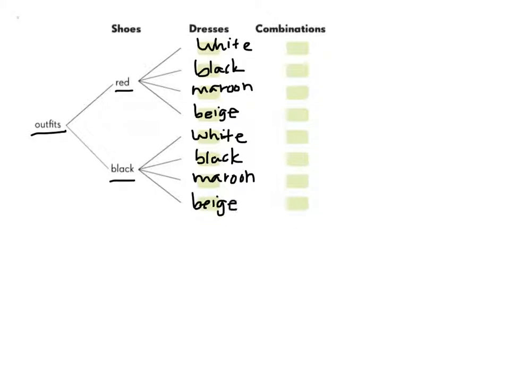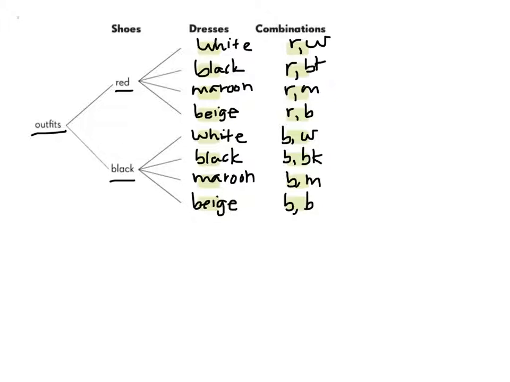Now let's record and count the combinations. I'm going to make this go quickly by simply abbreviating our colors. Our first choice is red shoes with a white dress. Next, red shoes with a black dress. Red shoes with a maroon dress. Red shoes with a beige dress. Then we have black shoes with a white dress, black with black, black with maroon, and black with beige. Okay, I'm going to add a K to this just to keep it clear.